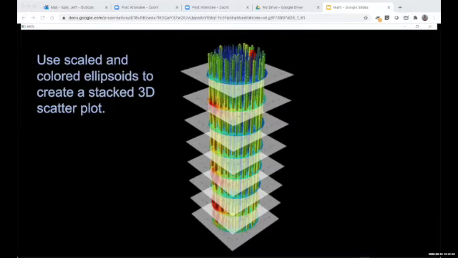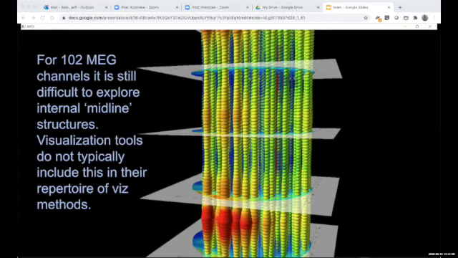But here is something that's perhaps more of a useful approach, using what might be called a 3-dimensional stacked scatter plot, in which we use a stack of scaled and colored ellipses to represent brain activity. And here's a closer look. And this method is actually gaining popularity in general visualization applications, particularly GIS visualization. One of the problems with applying this method to our data is that the data is compact and the outer channels can obscure the activity of the inner channels.